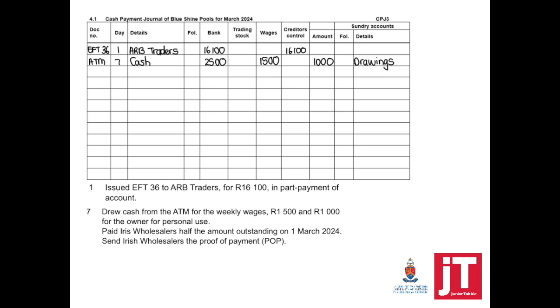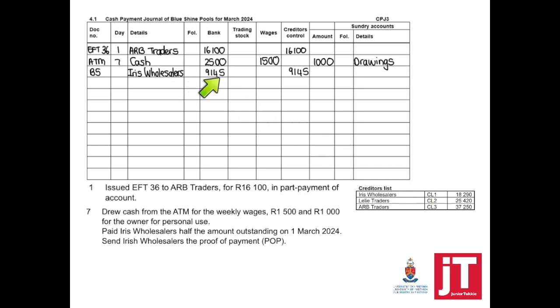Then paid half the amount outstanding on the 1st of March. Now you need to go to the creditors list. These balances were on the 1st of March 2024. And it says there, we owed 18,290. We paid half of that amount which was outstanding. That's why we're going to use the source document, bank statement. It was proof of payment, bank statement. Divide that 18,290 by 2. This is a creditor to us. That's why it goes under creditors control.